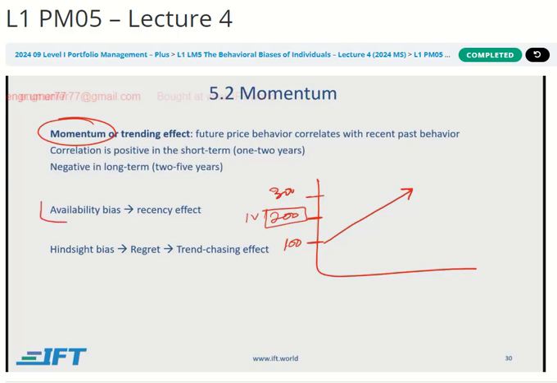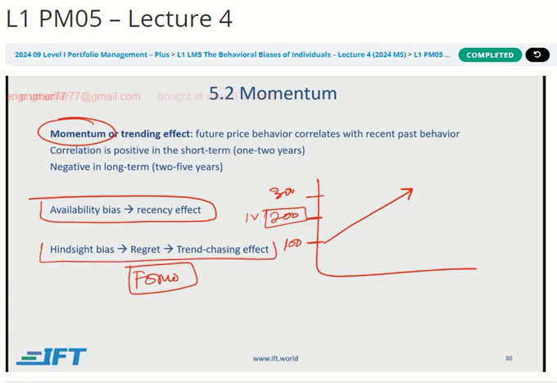Number one, availability bias, recency effect. Everyone's like, oh, Tesla's going up, it's on the news everywhere, and your friends and your social circle, everyone's talking about Tesla, it's what you hear. And everybody starts getting FOMO then, right? Fear of missing out. And the same thing with Bitcoin. So it's like trend chasing. You don't want to miss out.